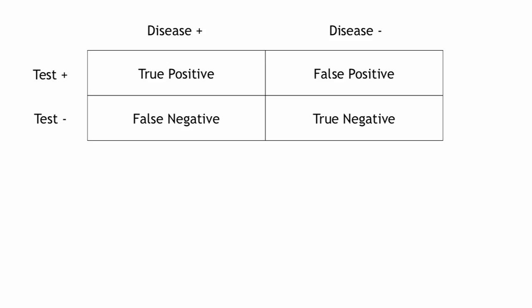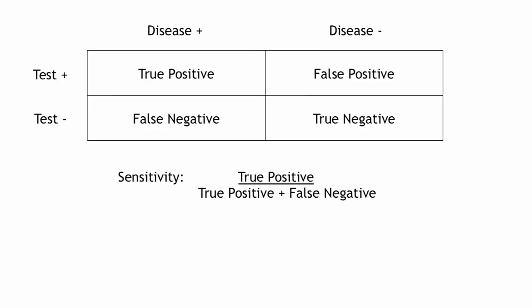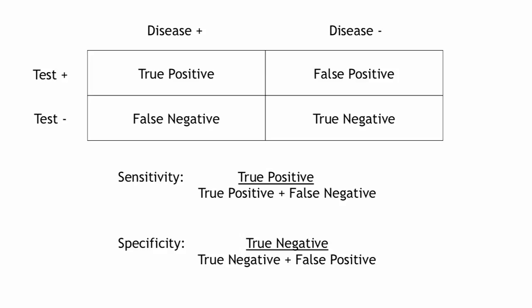And let's look at sensitivity and specificity using our 2x2 table. For sensitivity, we're looking at the fraction of people who tested positive and had the disease, are true positives, relative to everyone who has the disease. And for specificity, we're looking at the fraction of people who tested negative and did not have the disease, are true negatives, relative to everyone who does not have the disease.